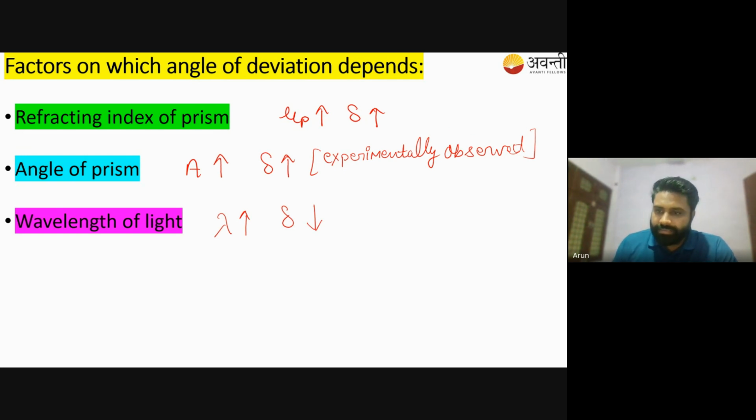If the refractive index of prism increases, then delta increases. If the angle of prism increases, then delta will also increase. If the wavelength of light increases, then delta decreases. Okay, got it? If you have any doubt, you can ask.